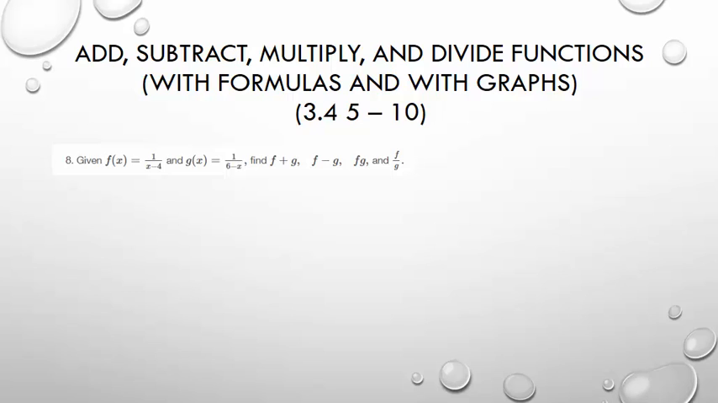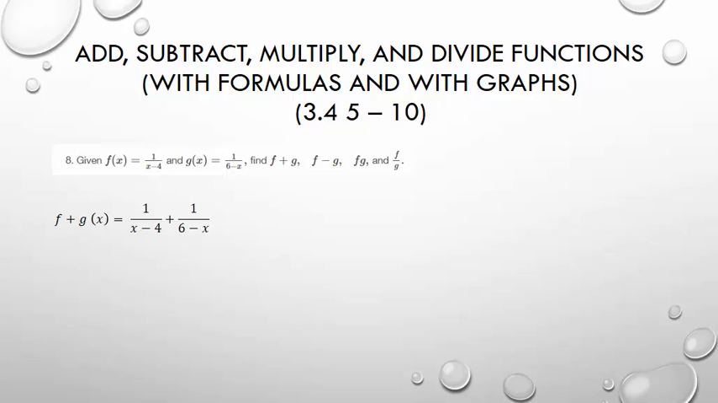When we have two functions, we can combine them together in a few ways. We can add, subtract, multiply, and divide, and then we'll do composition here in a minute. But if we have two formulas, example 8 here, f of x is 1 over x minus 4, g of x is 1 over 6 minus x. We can add, subtract, and multiply those to get new functions.